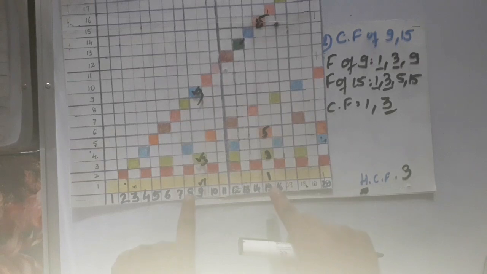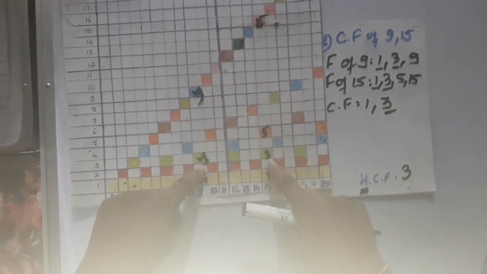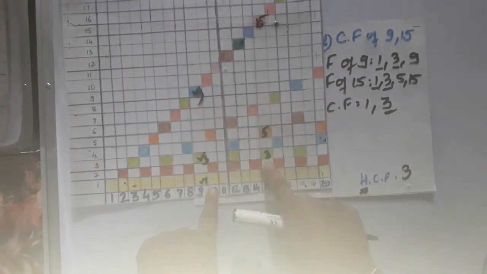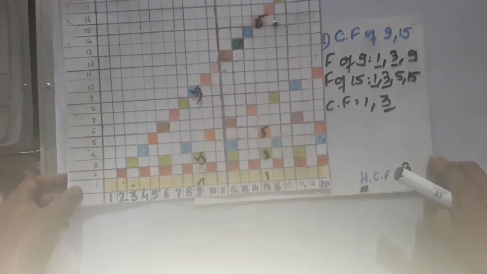Here also you can observe 1, 3. These are the common factors. 5 is not. Which is the highest common factor? 3 is the highest common factor. So using this grid, you can even find out the highest common factor. Now one more thing we can use.